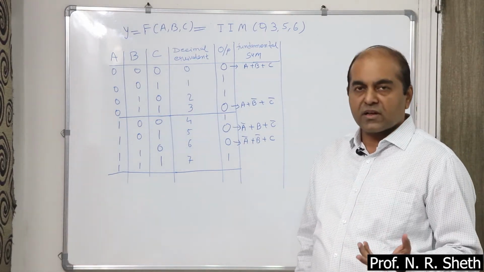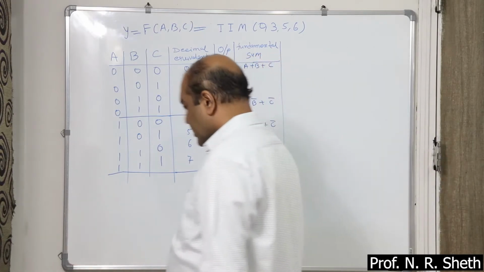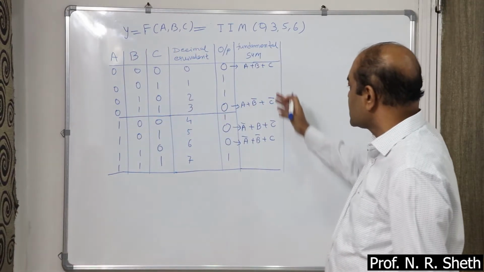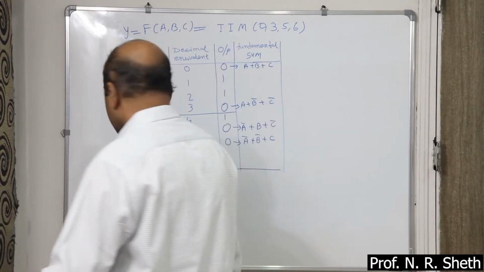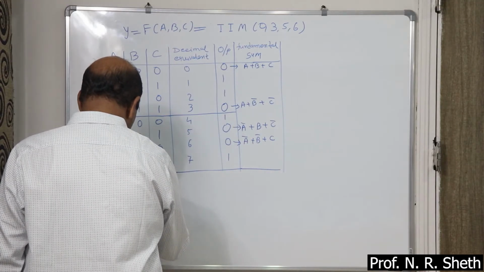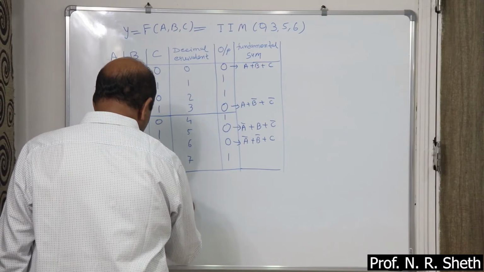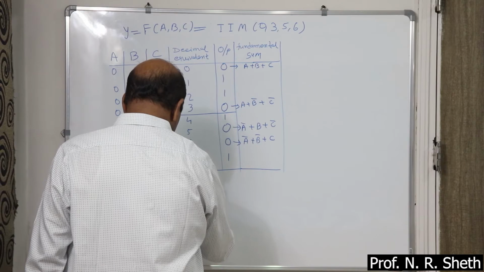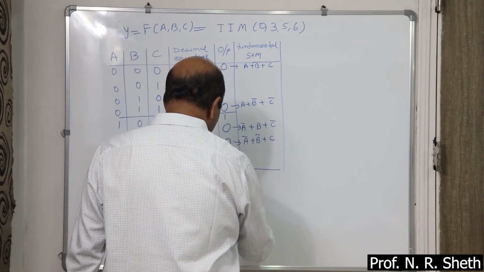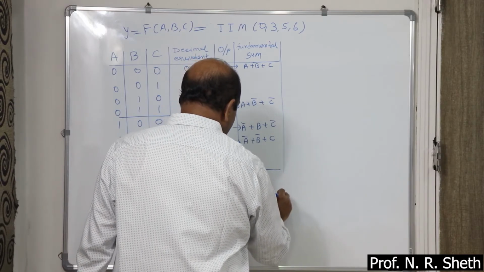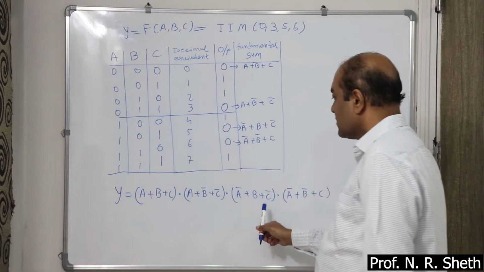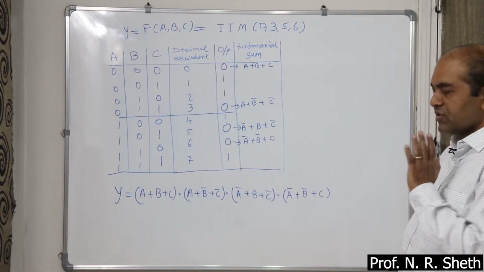So your OR-AND circuit requires 4 OR gates and 1 AND gate. So first, the Boolean equation. See, no need to find the fundamental sum of the remaining cases, otherwise you are going to get confused in the exam. So Y equals A plus B plus C, dot A plus B bar plus C bar, dot A bar plus B plus C bar, dot A bar plus B bar plus C. This is your Y. This is your Boolean equation.